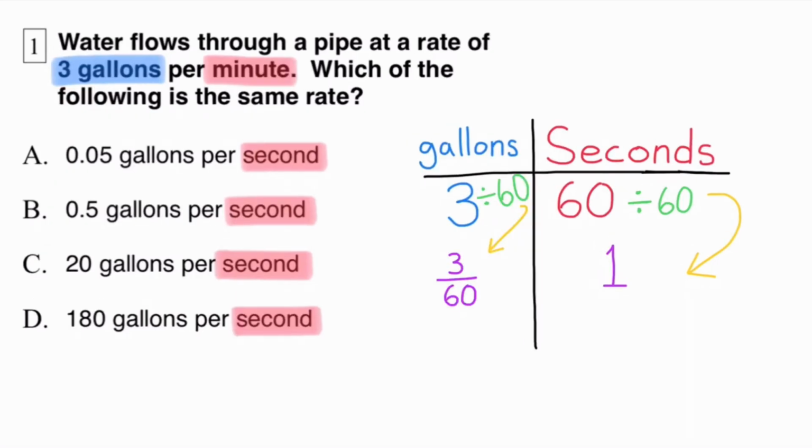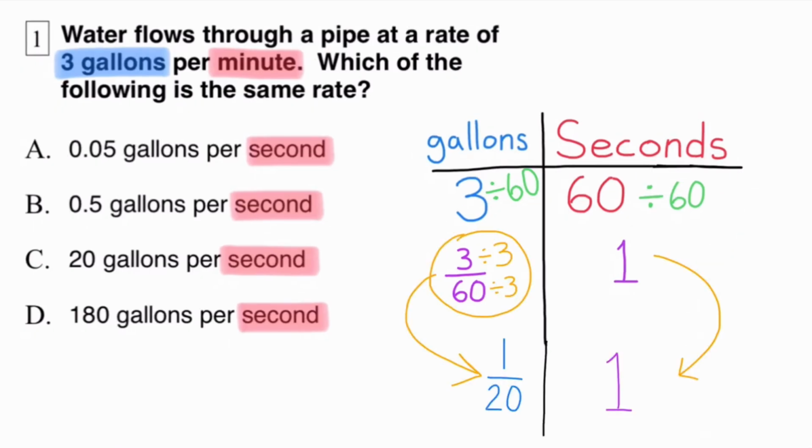Since we divided the seconds column by 60, making it 60 times smaller, we also have to divide the gallons section by 60, making it 60 times smaller. 3 gallons divided by 60 is the same as 3 over 60. And 3 over 60 is the same as 1 over 20, because 3 divided by 3 equals 1, and 60 divided by 3 equals 20. 1/20th of a gallon flows in 1 second.